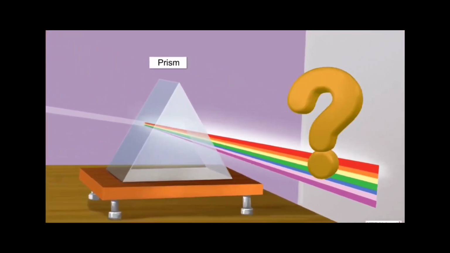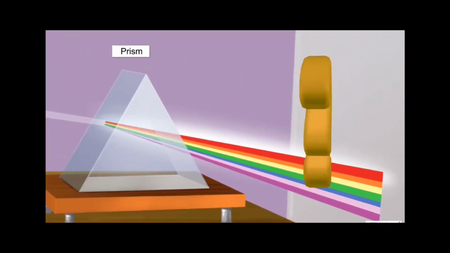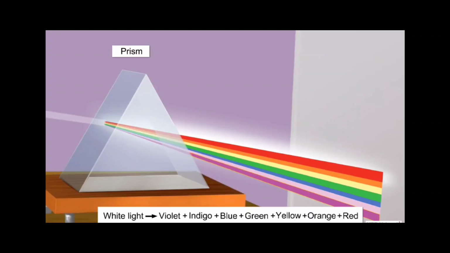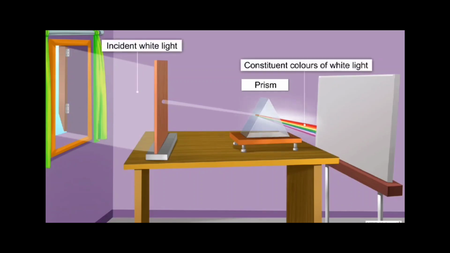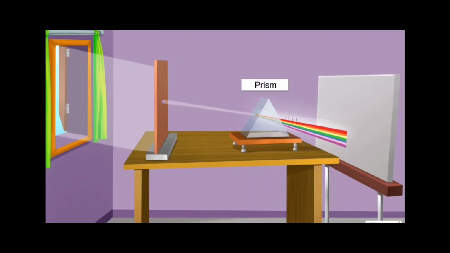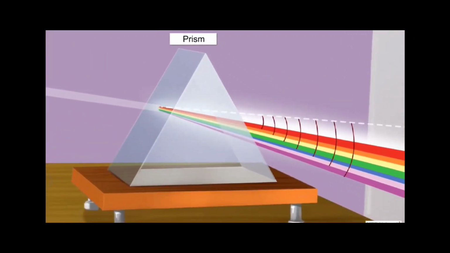Are you wondering from where this beautiful band of colors appeared? Actually, the white light consists of 7 colors, namely violet, indigo, blue, green, yellow, orange and red, which we saw as the band of colors. When the white light coming from the sunlight falls on the prism, it splits this incident white light into its constituent colors. The splitting occurs because different colors of the sunlight bend through different angles with respect to the incident ray when they pass through the prism.